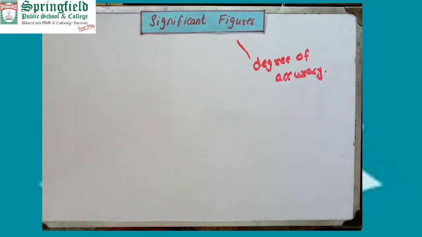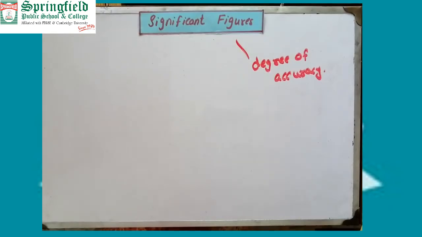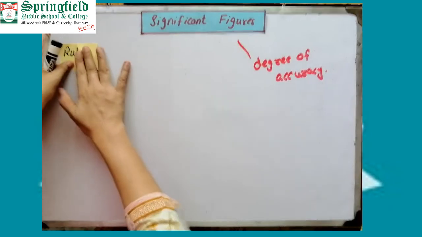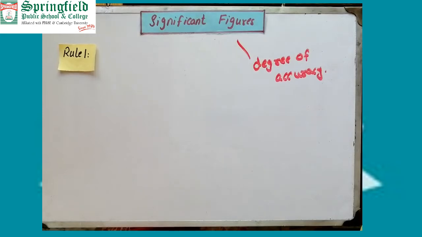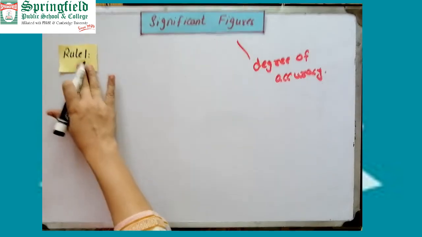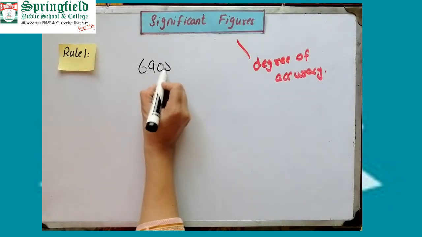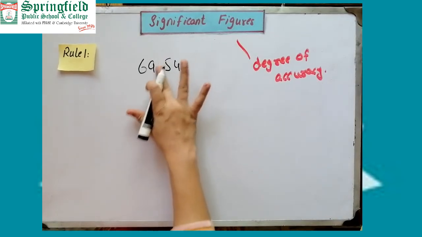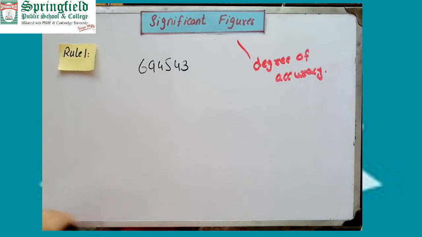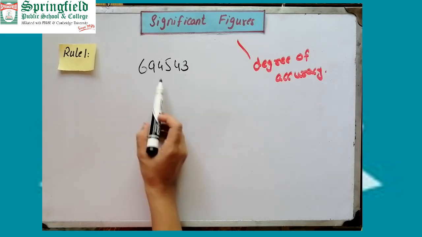Understood beta? Okay, now there are some rules of significant figures. Rule 1 is all non-zero digits are significant. Fine. So all non-zero digits are significant. Let's suppose a number is 690543. So all the digits are non-zero except the 0, and this is a number with how many significant figures?